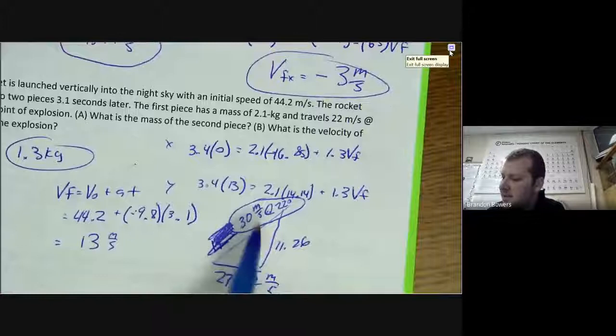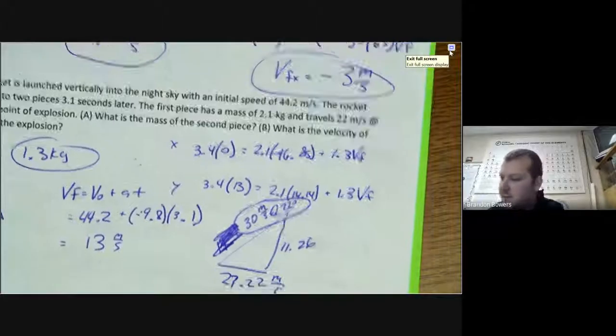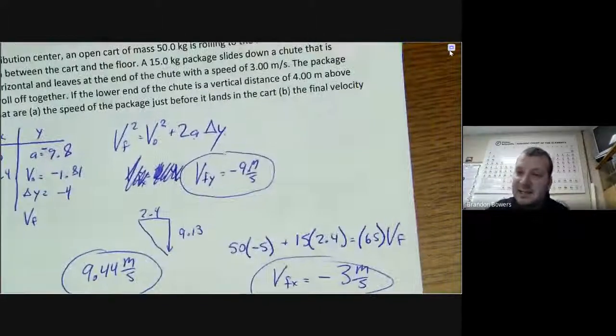So you have your x, you have your y. You solve x and y, and that's your hypotenuse. Okay, that is the study guide.